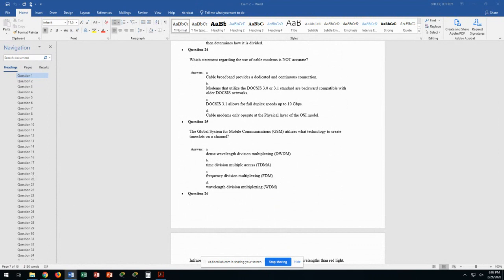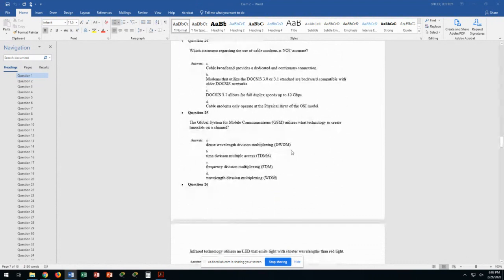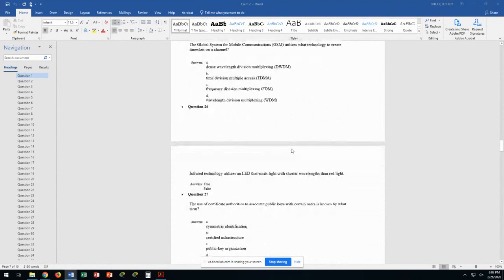All right, 24. Which statement regarding the use of cable modems is not accurate? Is it D? It is D. It's because most modems only work at the physical layer, but cable modems do work at layer 2. So that's right. Okay.